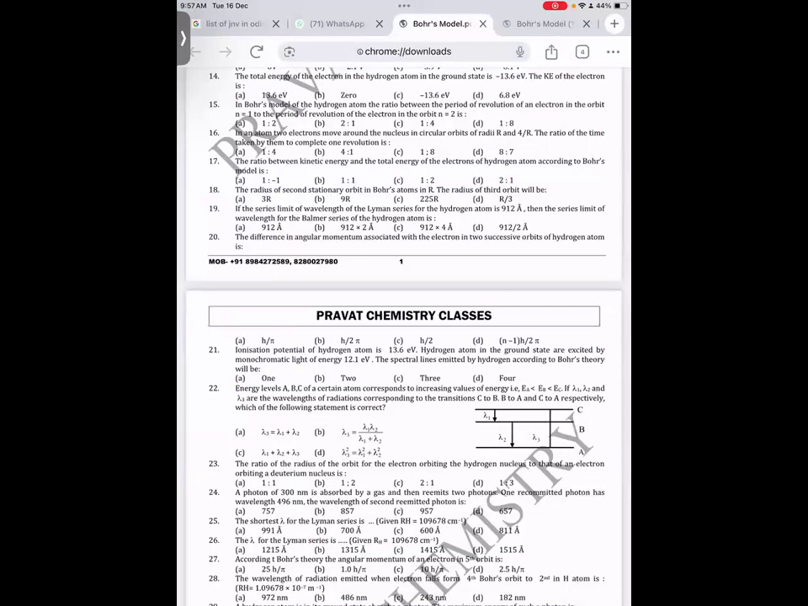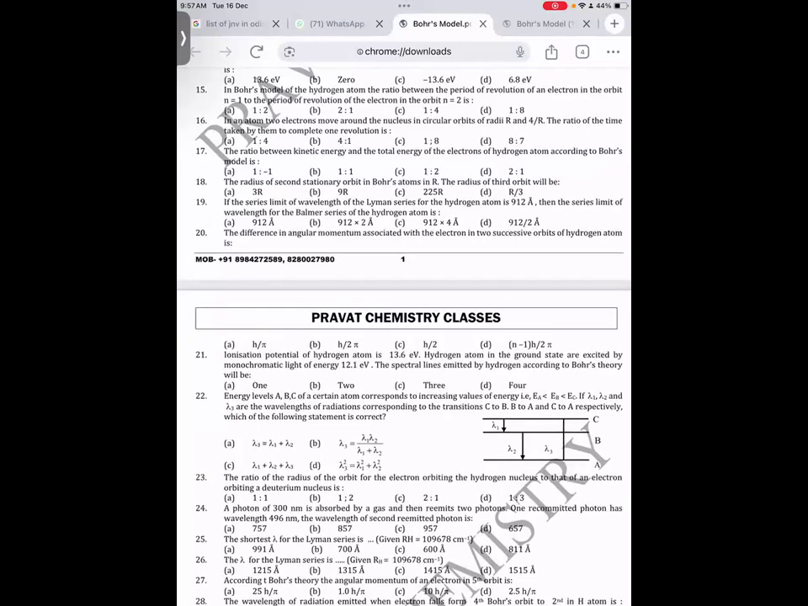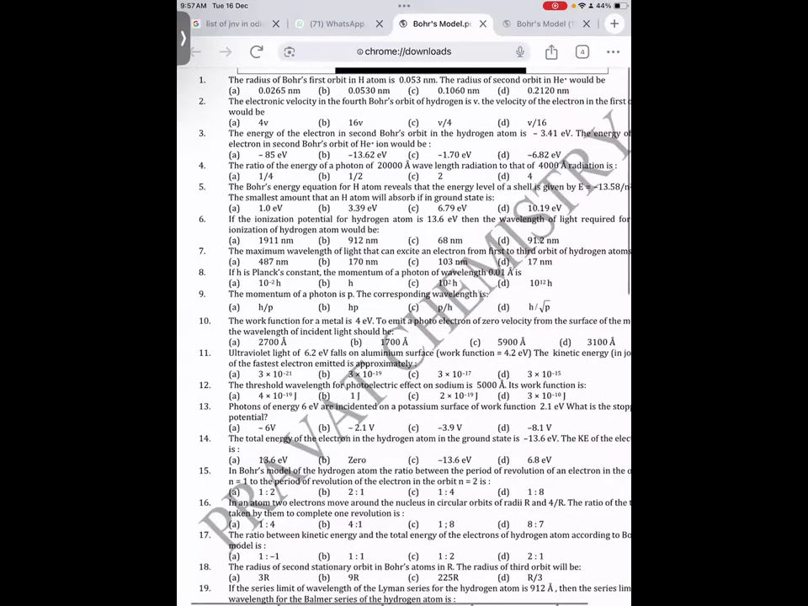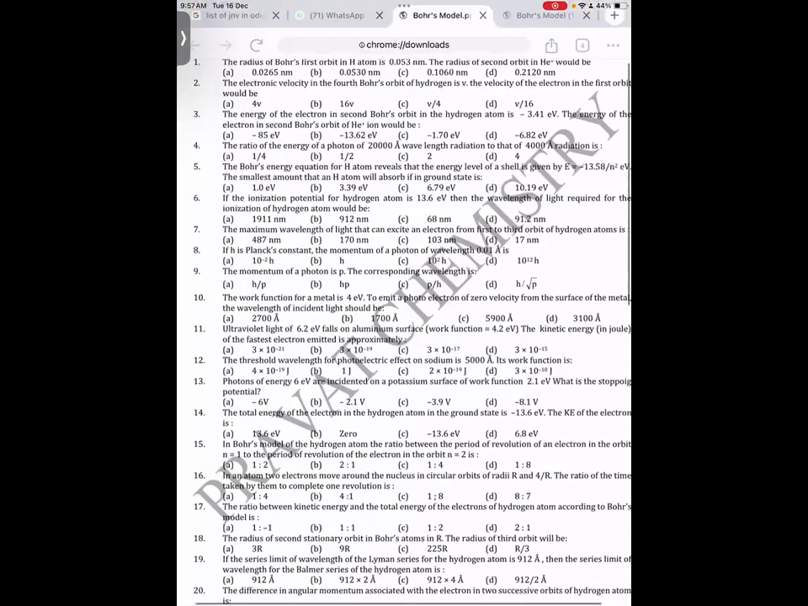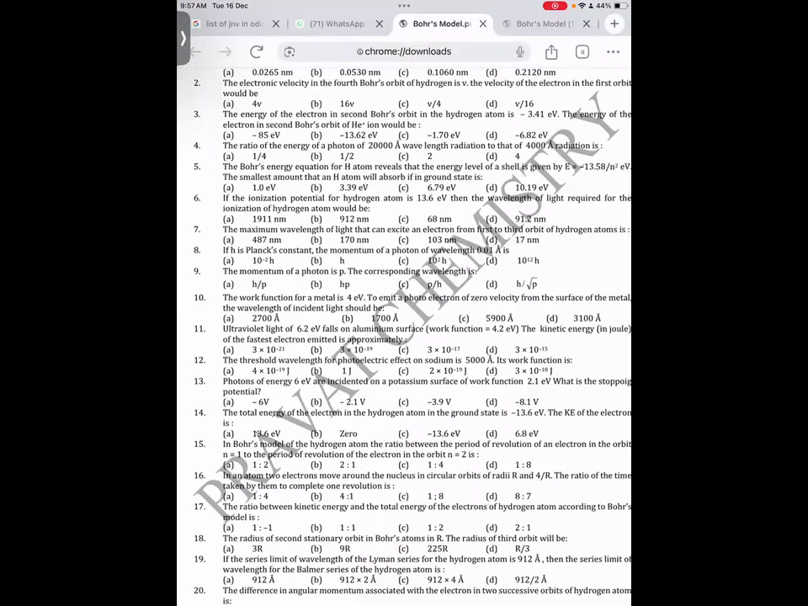Then solve question number 6 and question number 7. Question 6: the ionization potential for hydrogen atom is 13.6 electron volt, then what is the wavelength of the light required for the ionization of hydrogen. Question 7: the maximum wavelength of light that can excite an electron from first to third orbit of hydrogen atom. Solve these two first.